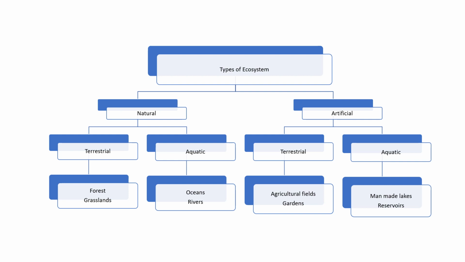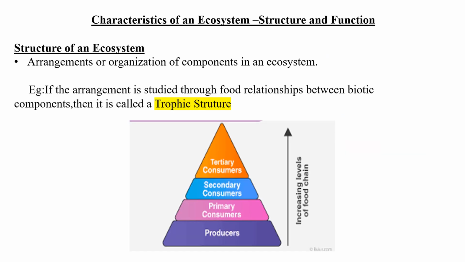Next topic is the structure and function of an ecosystem. A structure is the organization of components of an ecosystem. If the biotic components, or the animals and plants, are arranged based on their food relationships, this arrangement is called a trophic structure. In the given diagram, I have arranged the producers, that is plants, primary consumers, that is herbivorous animals, and secondary consumers, that is carnivorous animals, in a trophic structure. Each level, such as producers, primary consumers, and secondary consumers, is called a trophic level.